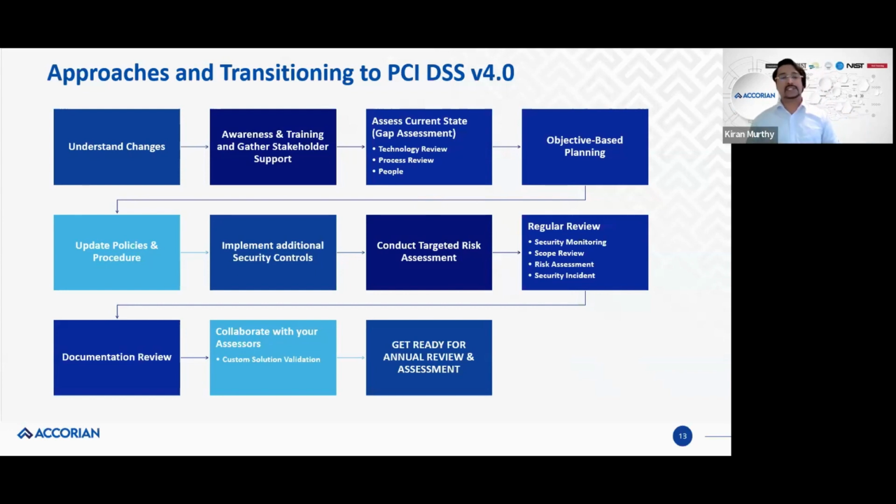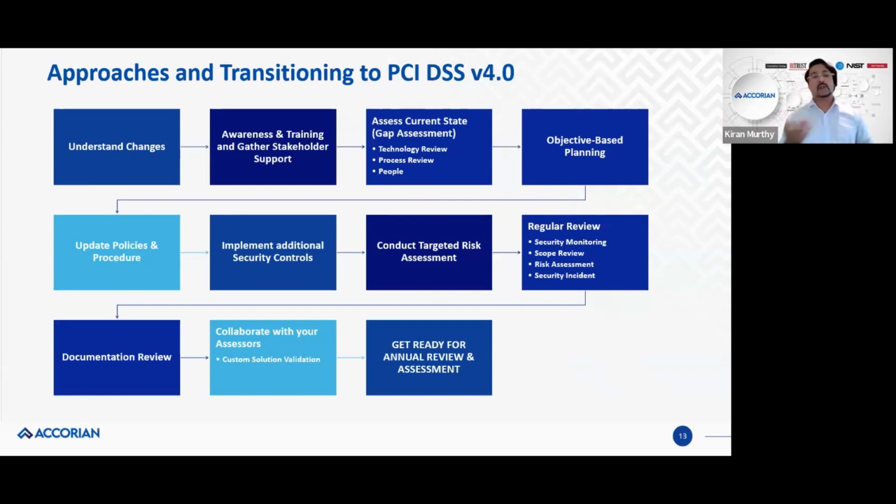Next important phase is the objective-based planning. We need to work with the stakeholders to decide which approach, as I told you in the previous slide, whether we'll go with the defined approach or the customized one. The customized approach is always a double-edged sword because whatever we decide, we need to provide the documentation that suits the organization best, given the flexibility of version 4.0. And then we will develop a plan that addresses the objective behind the controls, allowing the organization to adapt to measure the unique environment.